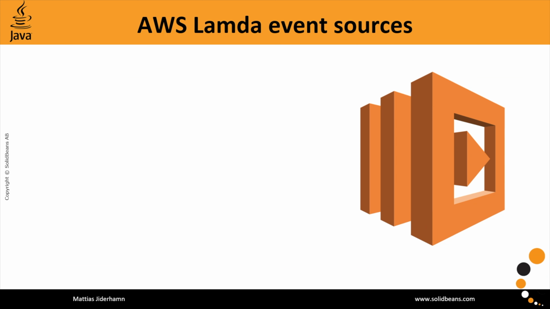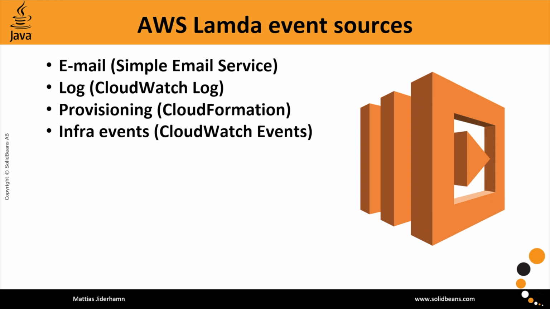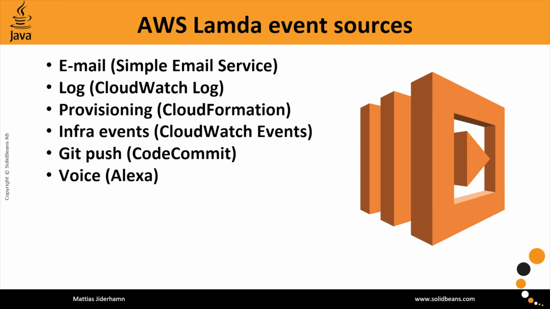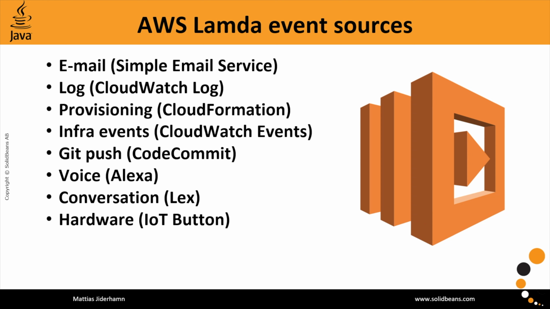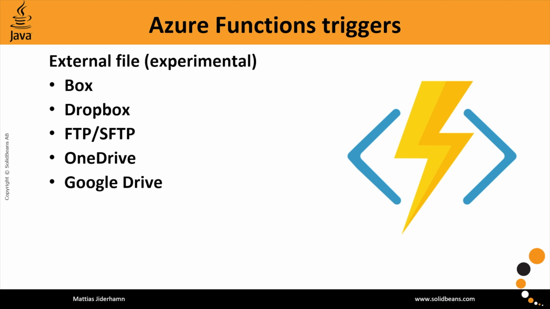In AWS Lambda, there are some specific triggers that only exist there. So you can listen to incoming emails, for example. You can watch the logs in AWS. You can watch for changes to your AWS infrastructure. You can look for Git commits. You can integrate with Amazon Alexa to listen to voice commands in your Lambda functions. They also have some conversation engine. They supply hardware buttons, so you can integrate with hardware and so on. In the case of Azure, they have something specific that you can listen to external files. So you can actually monitor a Dropbox account or your Google Drive, and then have your functions triggered that way. Unfortunately, that's not available for Java, but you need to be running .NET for those.